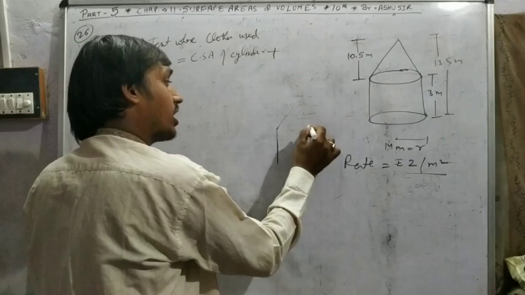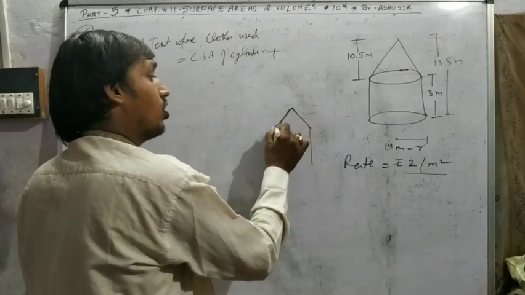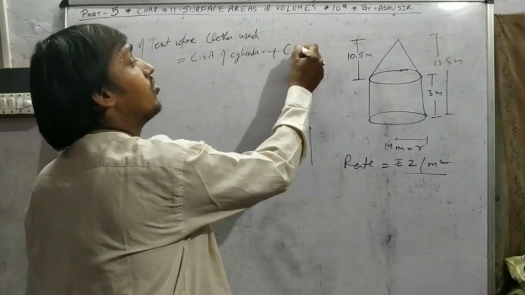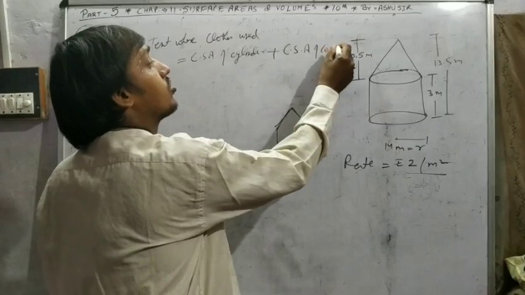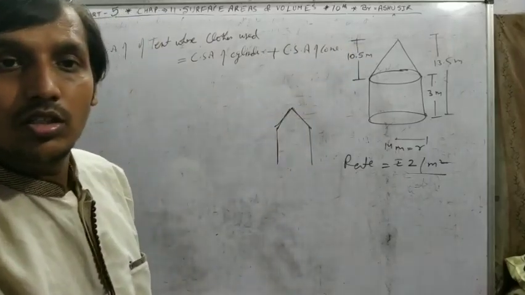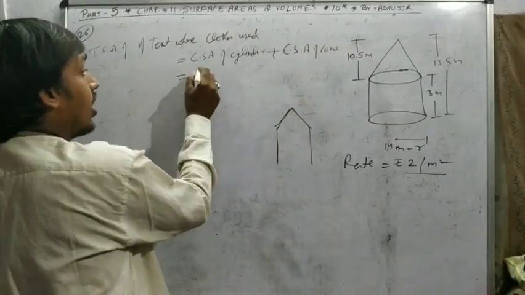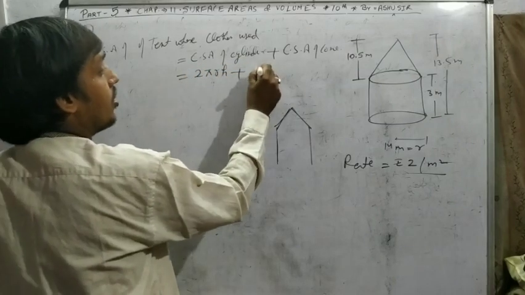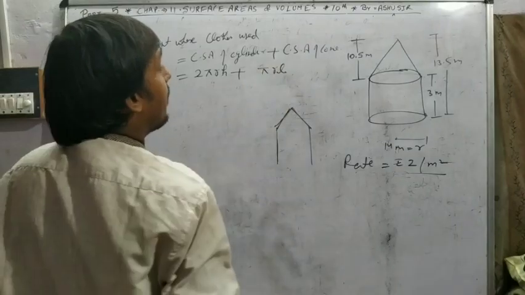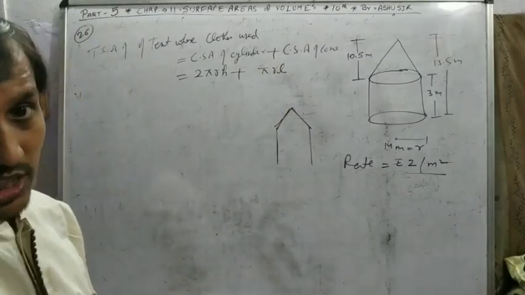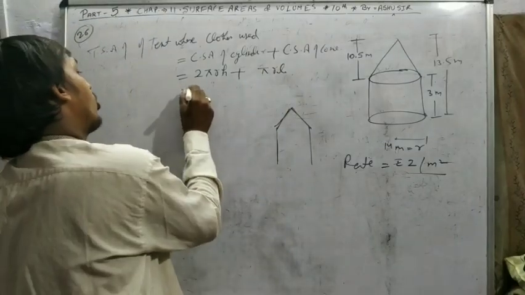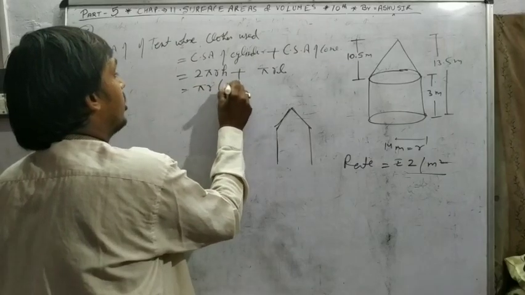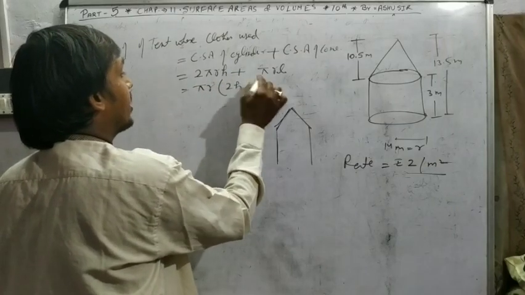Also use cloth in here. This is the CSA of the cone. Then we have to put the value: 2 pi r h plus pi r l. Base is the same, so the radius is the same. Pi r is common. Okay, you can complete it yourself.